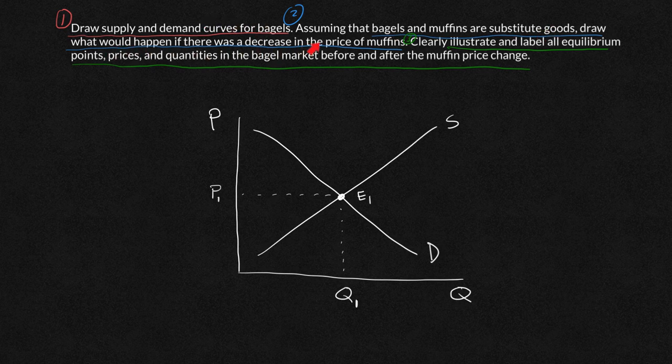So we drew supply and demand for bagels, and now we're going to assume they're substitute goods. What would happen if there is a decrease in the price of muffins? Now, something I forgot to do that I think is important is to label that this is the market for bagels, because this second part, which I'm going to do in blue, talks about the price of muffins going down.